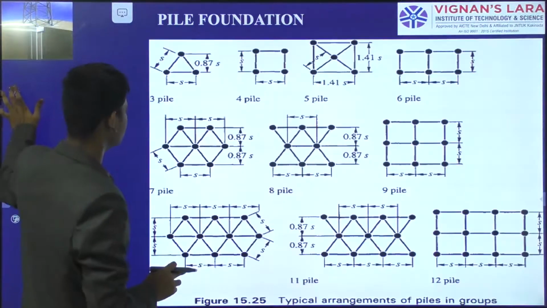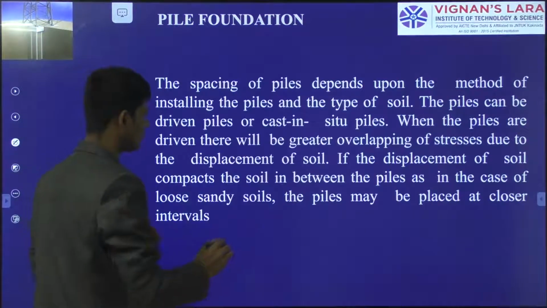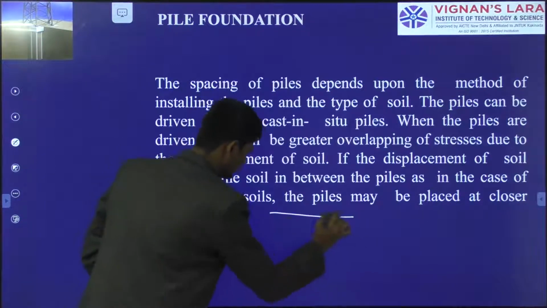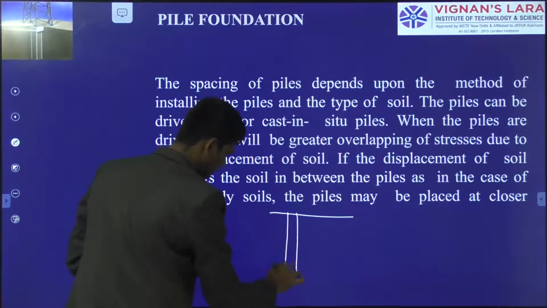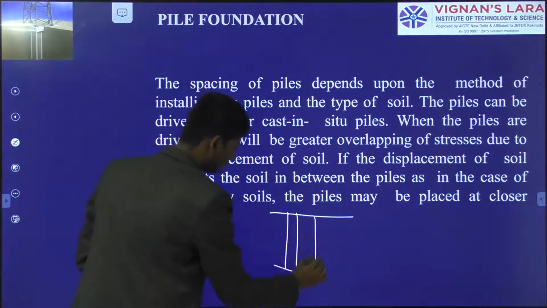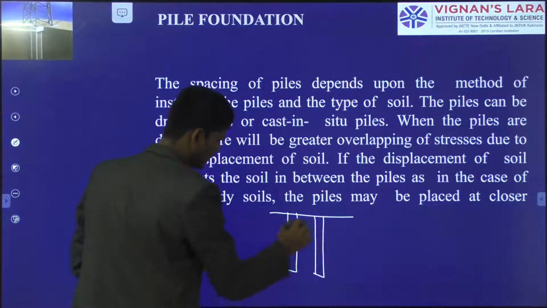By seeing the image, I will explain the concept. Suppose you consider this is your ground surface. In this ground surface, I am inserting one pile here. And again, this is one more ground surface, and I am inserting one pile.